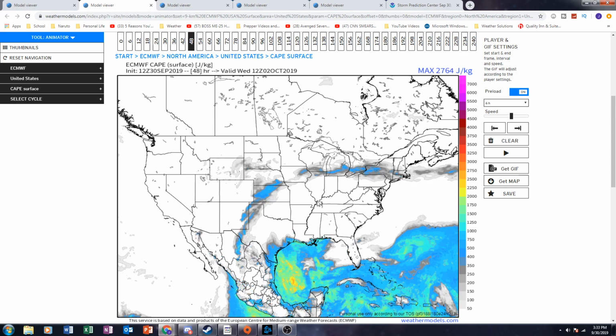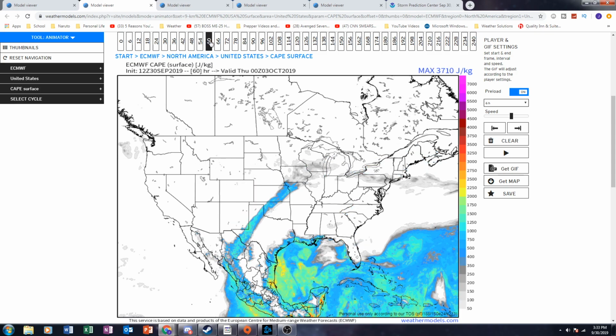So we see that on Wednesday, there's not a whole lot of CAPE along the front that's going to move through, which means that your updraft potential is much lower. That would suggest that you wouldn't get hail.